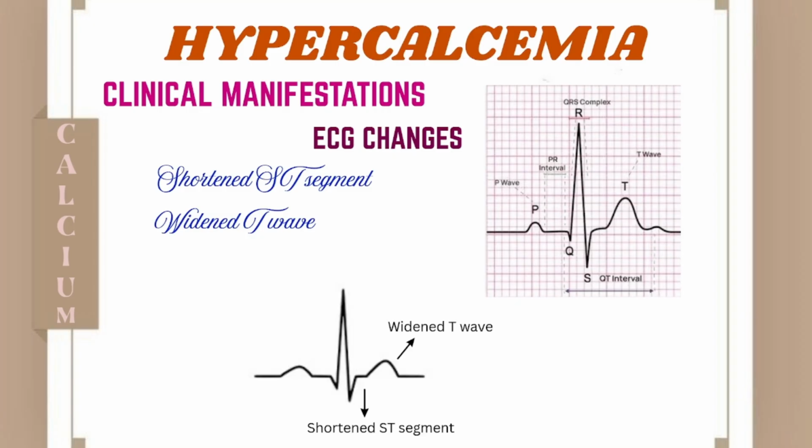This is the ECG pattern in case of hypercalcemia, which includes widened T wave. As we can see the difference in the T wave. The T wave in condition of hypercalcemia is widened and the ST segment is short. So these are the ECG changes that occur.